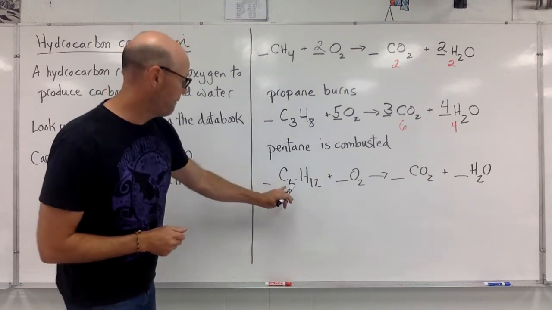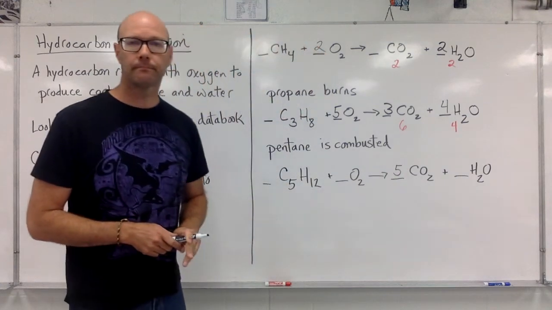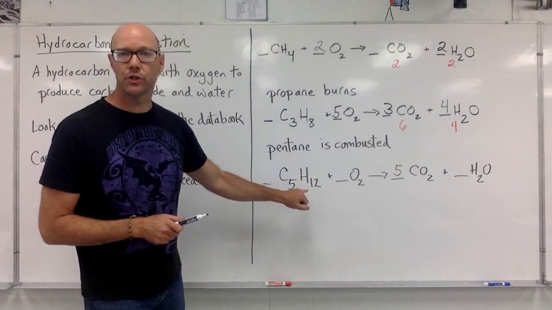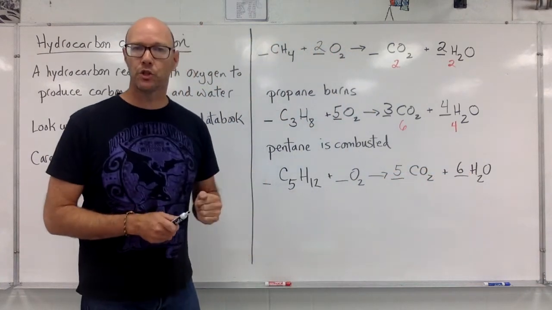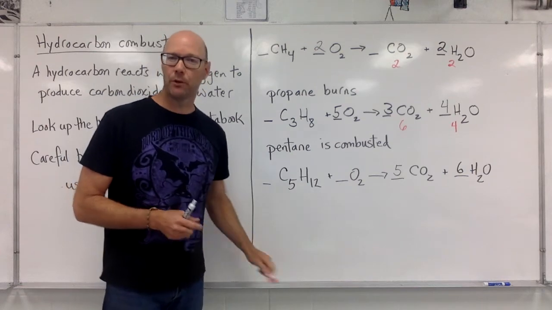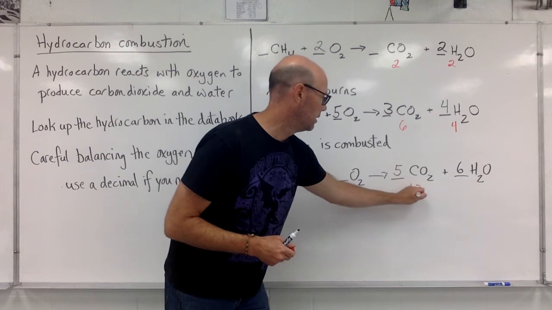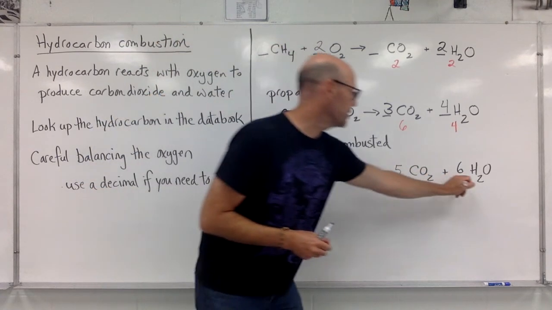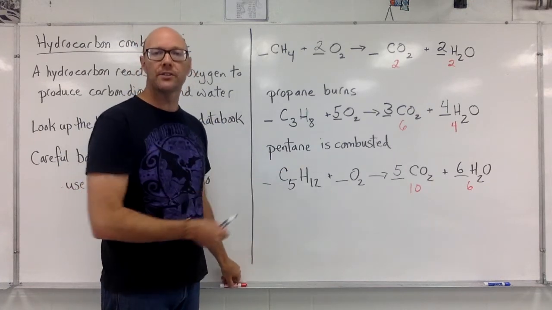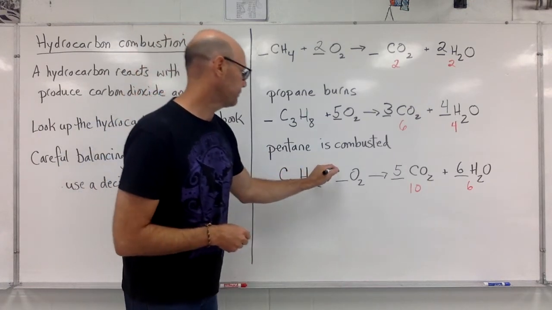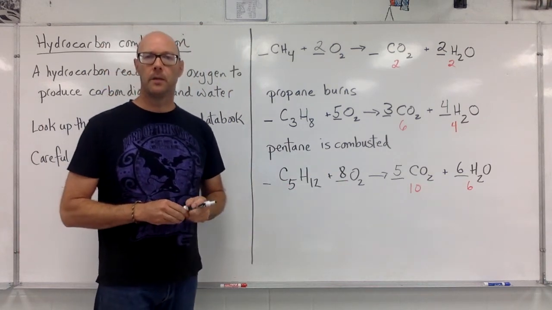Let's get to balancing. 5 carbons. 5. Here's 12 hydrogens, 12. So this is 6. 6 times 2 is 12 with the waters. Now, let's think about the oxygens. Here, 5 times 2, that's 10 oxygens. And on the back side, 6 more. Total of 16 oxygens on the right-hand side of the arrow. So, 8 right there, 8 times 2 is 16.